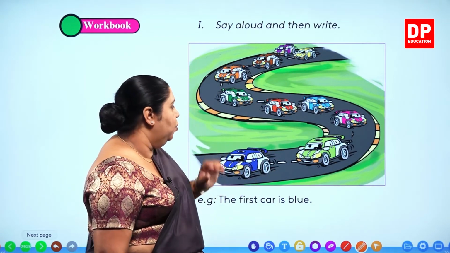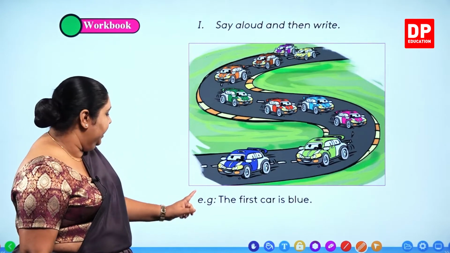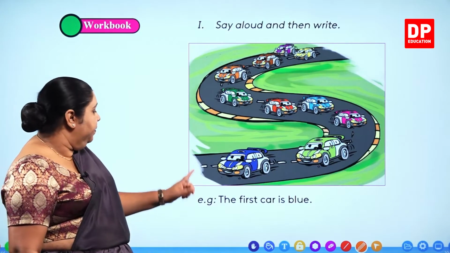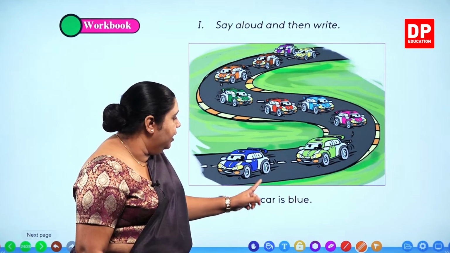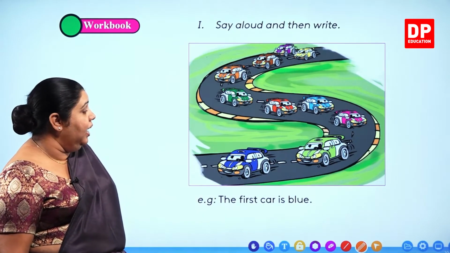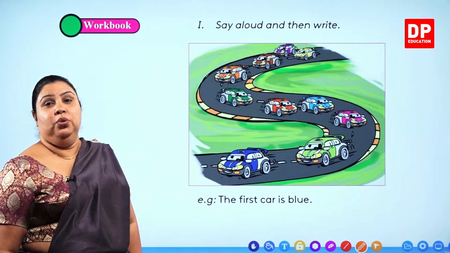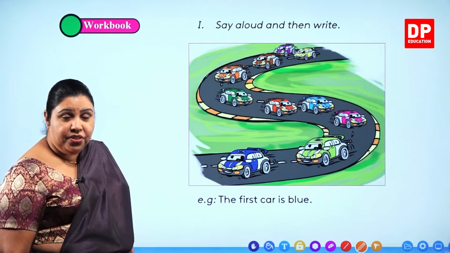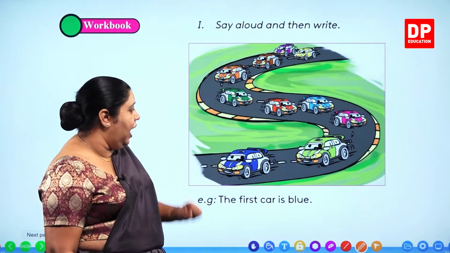Okay, so now what do we have to write? Here is an example. The first car is blue. Isn't that so? Is that right? Yes. The first car is blue.